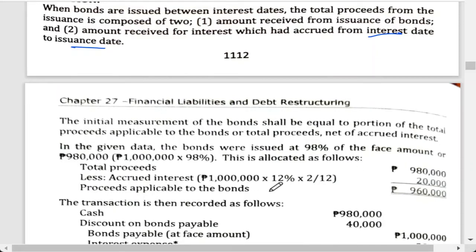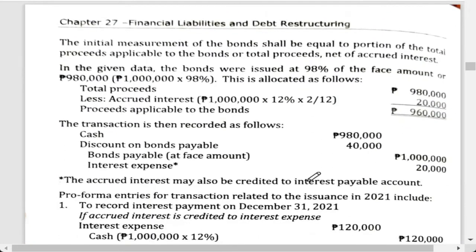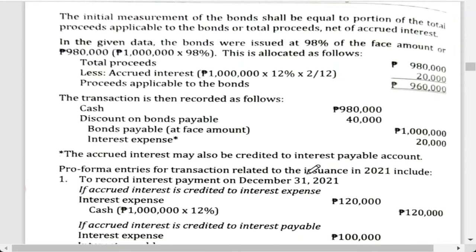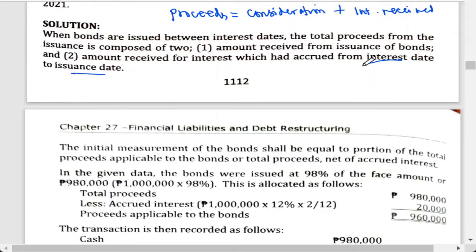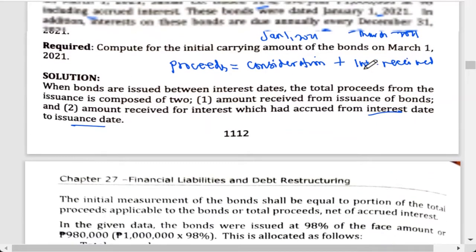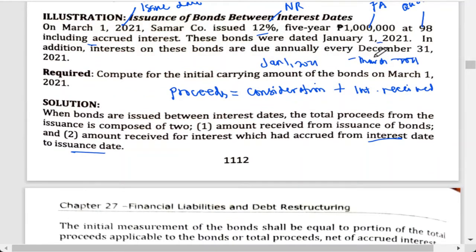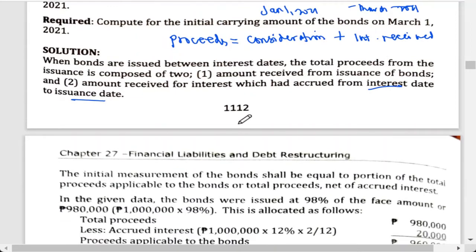So that's 1 million times 12% times 2 over 12. Why 2 over 12? Let's go back. Accrued from interest date to issuance date. What are the interest dates? That's every December 31 up to the issuance date. What is the issuance date? That's March 1. Basically, the start date is one day after the interest date.